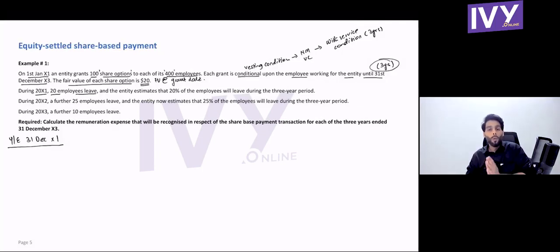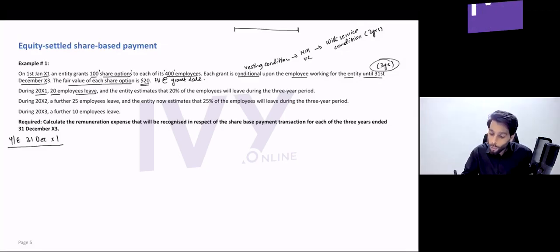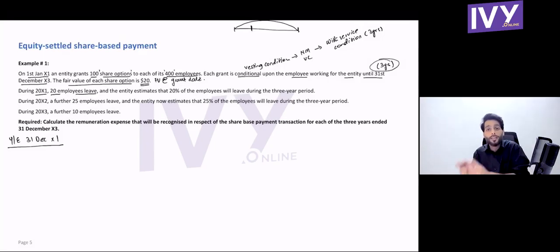But you know what IFRS 2 says? IFRS 2 says that you do not only need to consider those employees who have left in the first year, but since the vesting period is 3 years, the vesting condition is for 3 years, you also have to make an assessment of how many employees will leave in the entire vesting period. So I'll repeat it again.